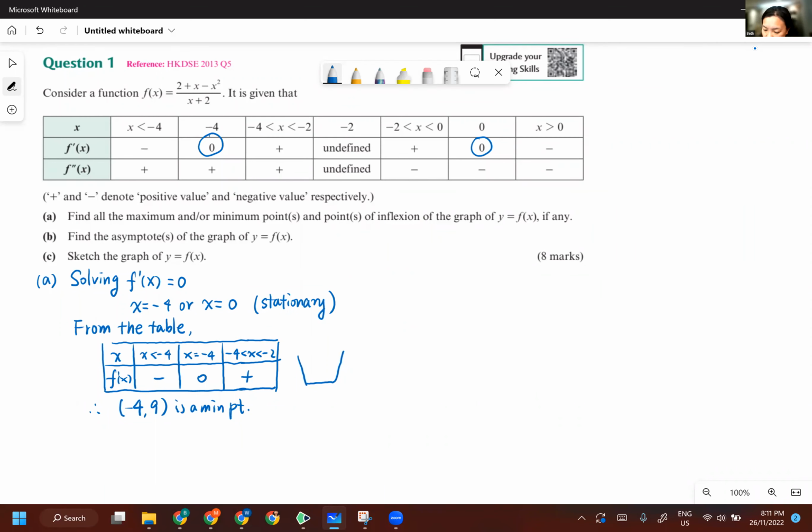Okay. And also the other one. -2 smaller than x smaller than 0, x equals 0, x bigger than 0. Positive, 0, negative. So positive, 0, negative. So (0, 1) is a maximum point.